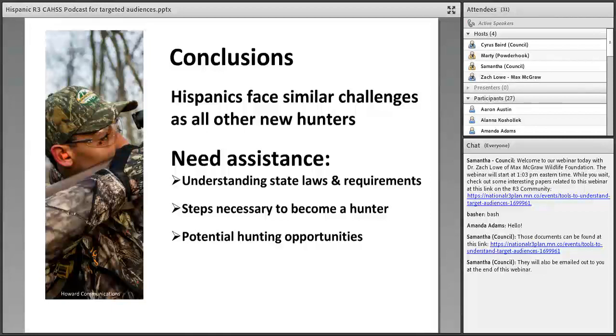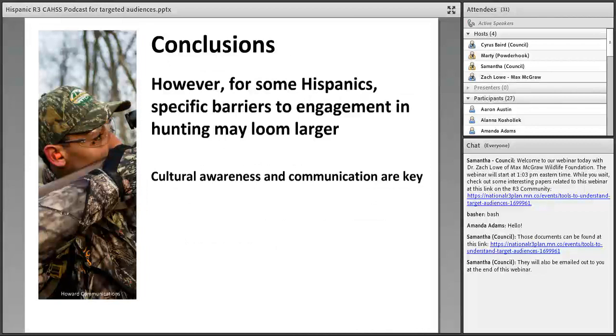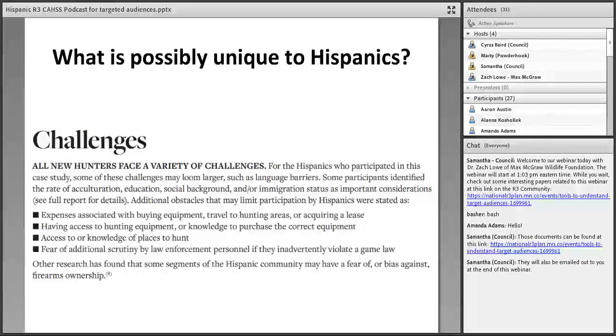What we were really hoping to identify was whether there are things unique to this particular demographic. Are there things unique to Hispanic hunters that we should be aware of and maybe begin to plan for within our offerings of R3 programs and outreach? For some Hispanics, specific barriers to engagement in hunting may loom larger. This really comes down to cultural awareness, and our ability as a profession to communicate to them is key.